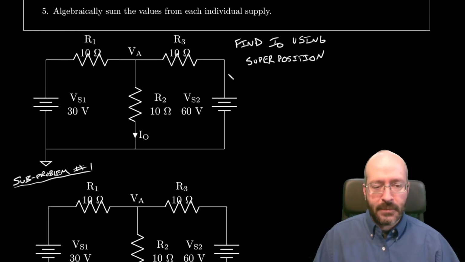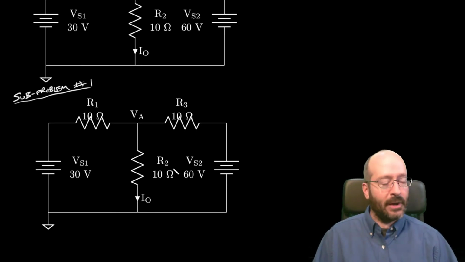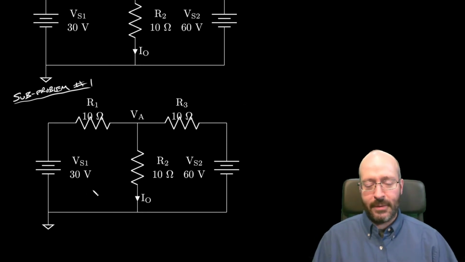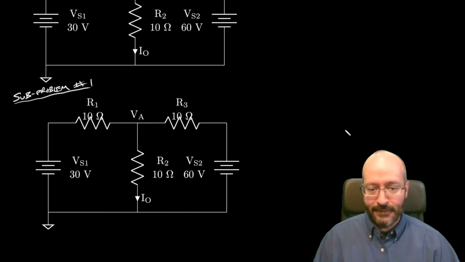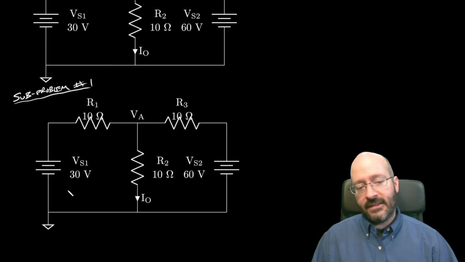Okay, so we want to find I out using superposition, and I would usually ask you which source you want to pick. We have to pick one of these, and inevitably everybody lands on, well, do the first one first. Doesn't matter which order you do them in, because we're adding, and adding is commutative. So let's say, okay, what does this source do to this current? And that's what we're interested in.